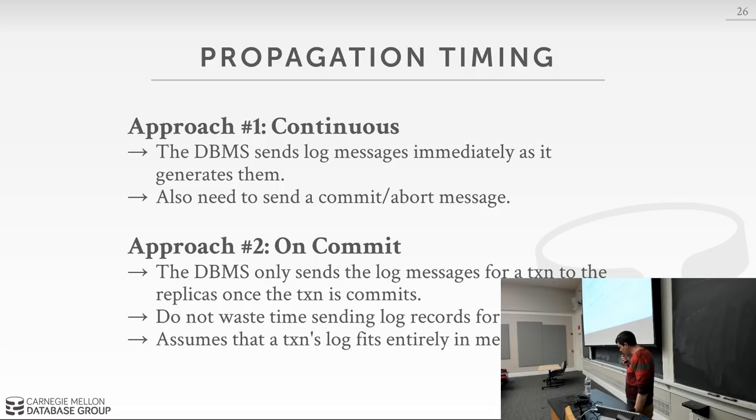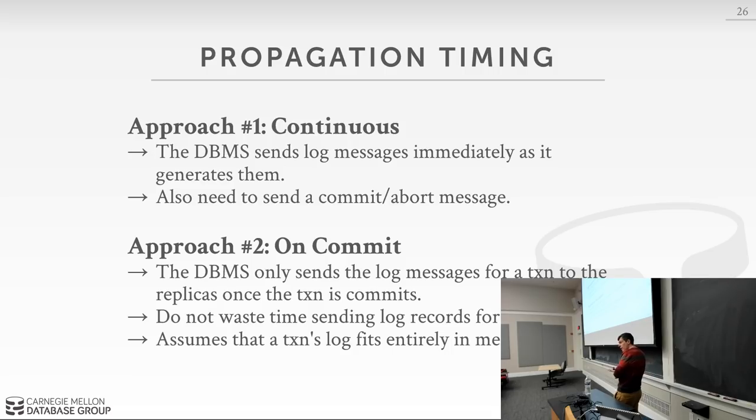The last two things I'm going to talk about are the timing of when we propagate updates and where we're generating the changes for the database. So this one's pretty simple for propagation timing. When do we actually tell the replica, here are the changes for our transaction? Continuous is almost exactly what everyone does, where as the transaction makes changes on the master node, or whatever base partition or base node, as it generates those log records, in addition to writing them out to disk on the write-ahead log on my node, I'll also send those over the network to my replicas. I'm continually creating those log records.